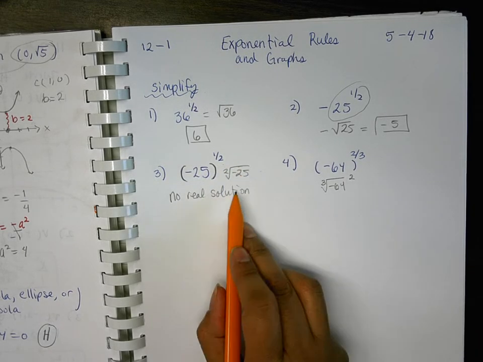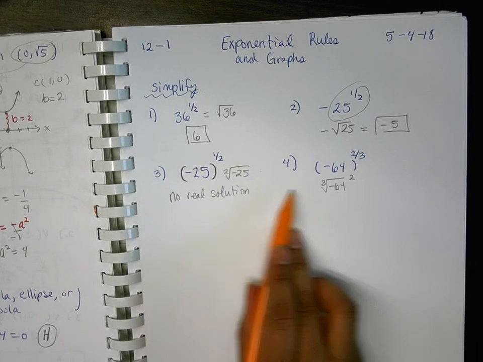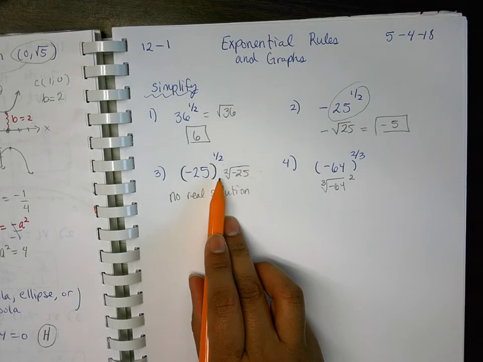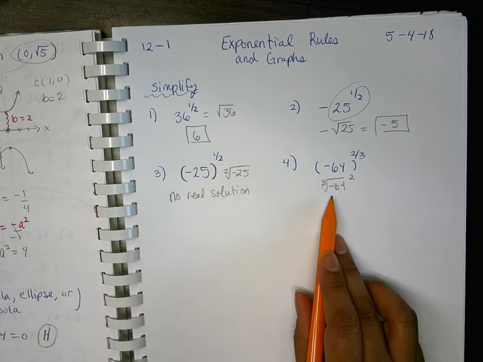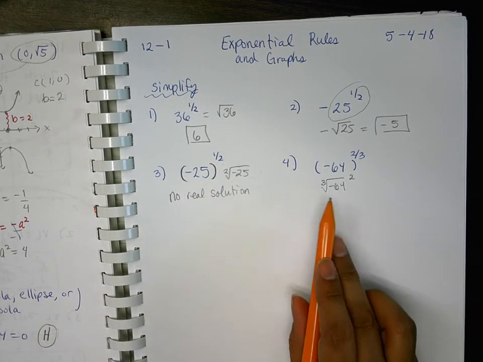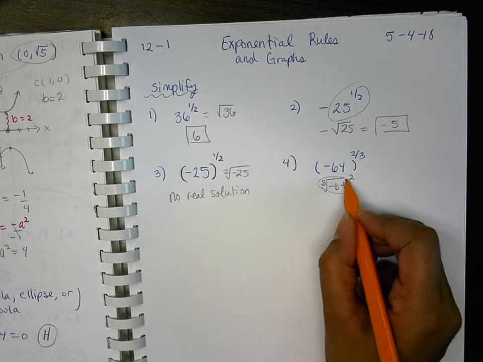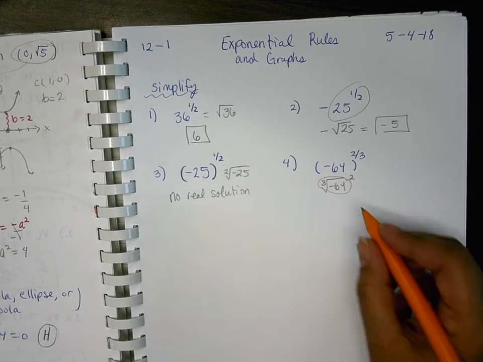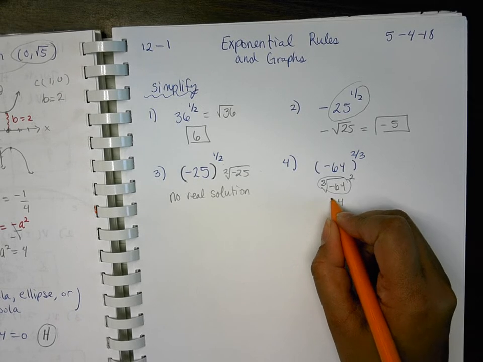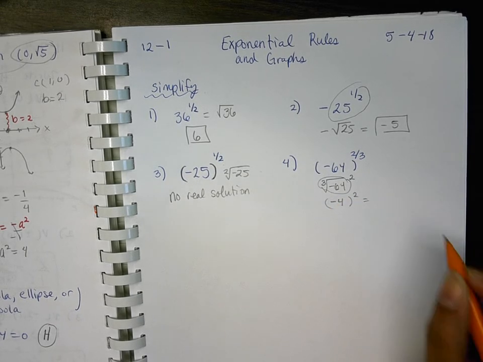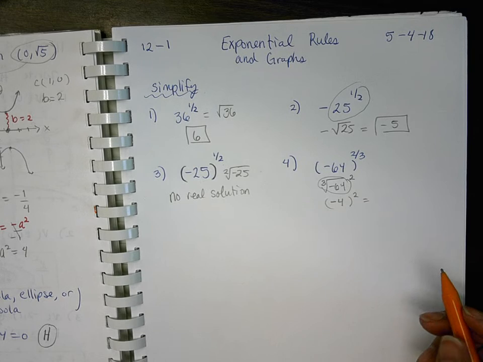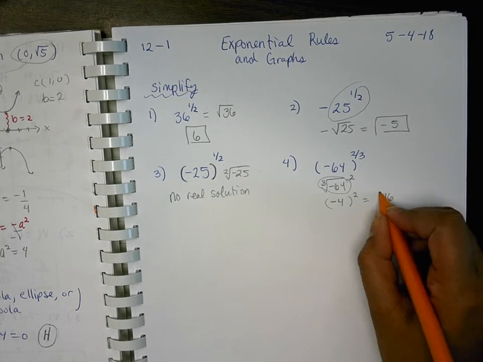Do you agree? Now, what's the difference between a cube root and a square root? Can we take the square root of a negative? Can we take the cube root of a negative? So does this one have a solution? Yes. Anybody know what the cube root of negative 64 is? Negative 4. So it's negative 4 raised to what power? Squared, which ends up being 16.